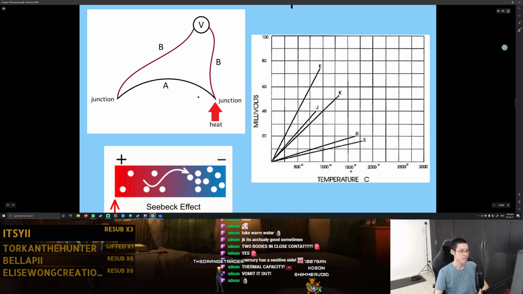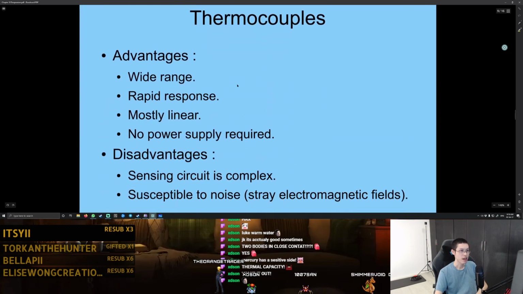So you don't have to know how the circuit works. They're not going to ask you to draw the diagram of the circuit. They're just going to ask you about the advantages and disadvantages of the thermocouple. So that's pretty much all you have to know.